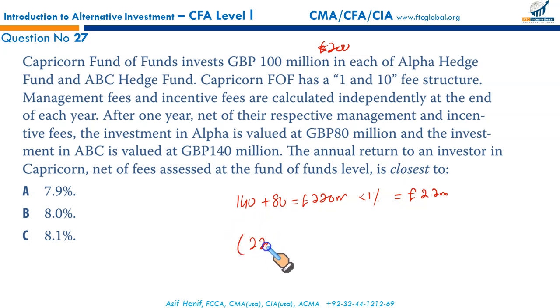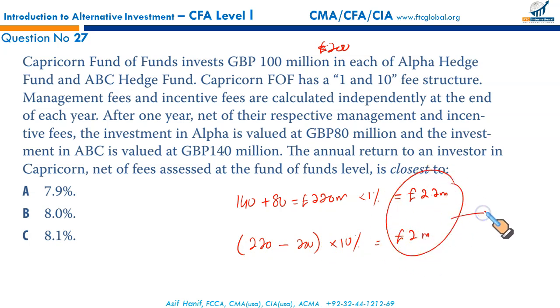The difference between the value at the end less at start, because they have to be calculated separately. Just take 10% of this value. It will be 20 million times 10%, that is 2 million. Which means the combined fee, the total fee to Capricorn, would be 4.2 million.